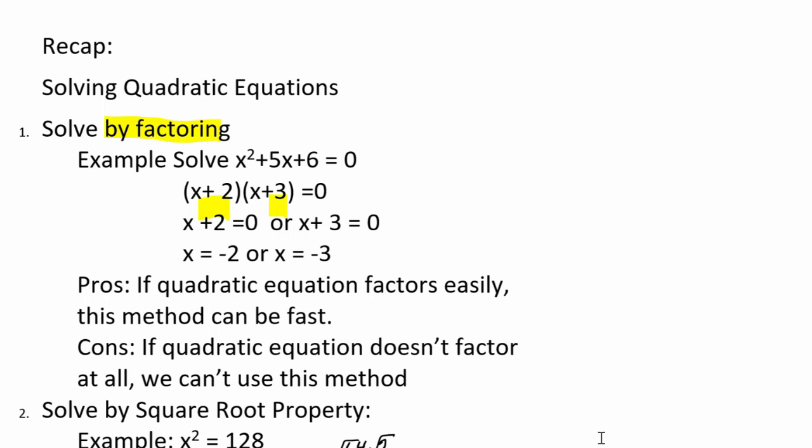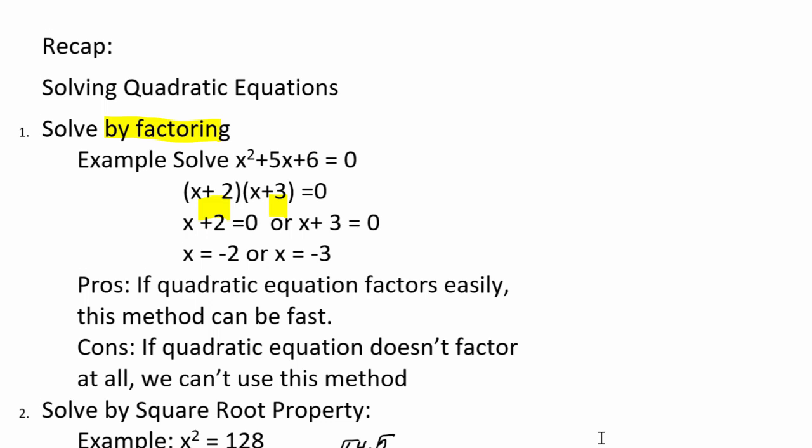Now, the pros about using this method is that if the quadratic equation factors easily, then you can do this method pretty fast. The cons are that if the quadratic equation doesn't factor, or if it's difficult to factor the quadratic equation, if it's just not an easy process for you, then this might not be a good method. All right, so then we were introduced to the square root property, solving by the square root property.